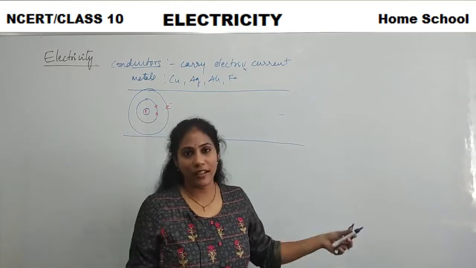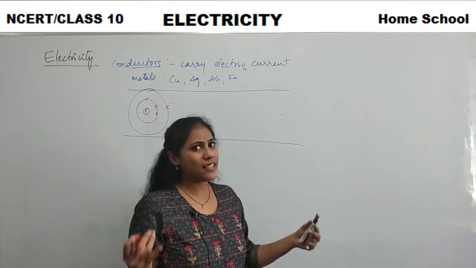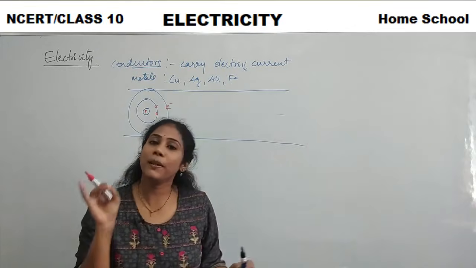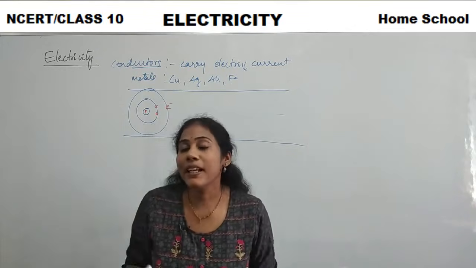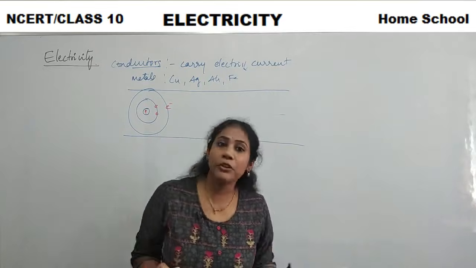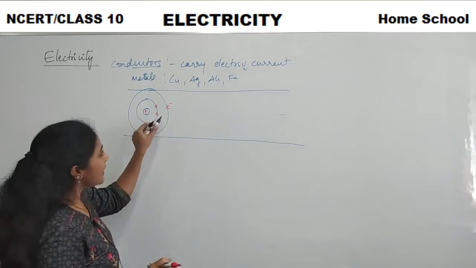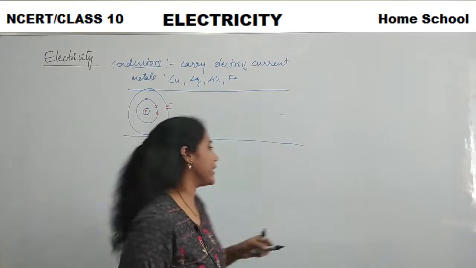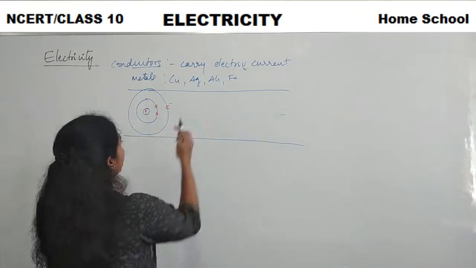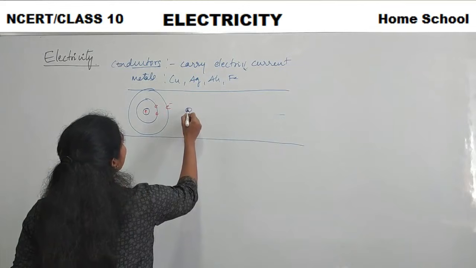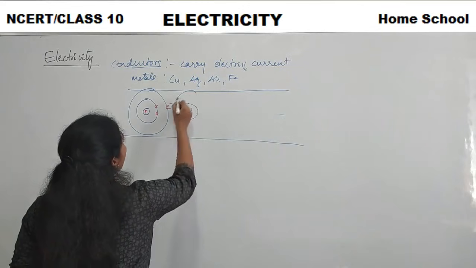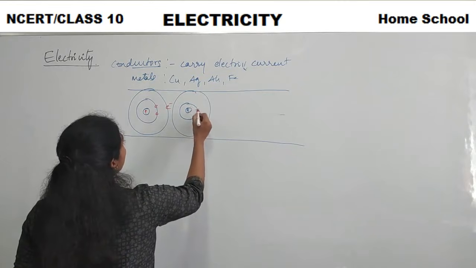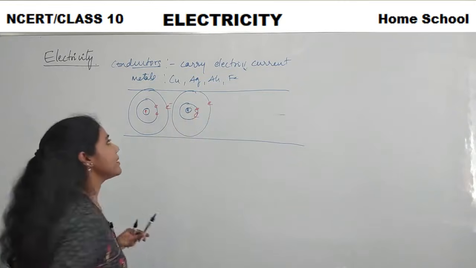The last shell. All this we discussed in detail in chemistry. If you want, you can go to the playlist of the periodic table and watch the videos. You will come to know what we mean by valence electron, valence shell, outermost shell and everything. Say this is another atom. I'll draw another atom. This is the nucleus of another atom. It also has so many shells, and these are inner electrons, and there is one electron outside.